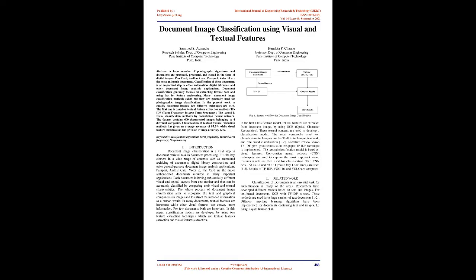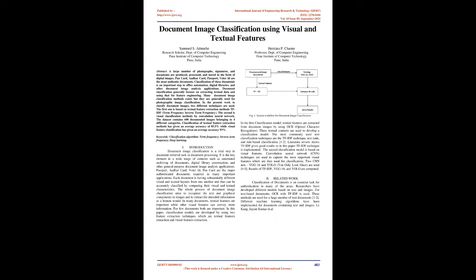Document image classification using visual and textual features. Abstract: a large number of photographs, signatures, and documents are produced, processed, and stored in the form of digital images. PAN card, Aadhar card, passport, and voter ID are the most authentic documents. Classification of these documents is an important step in office automation, digital libraries, and other document image analysis applications.